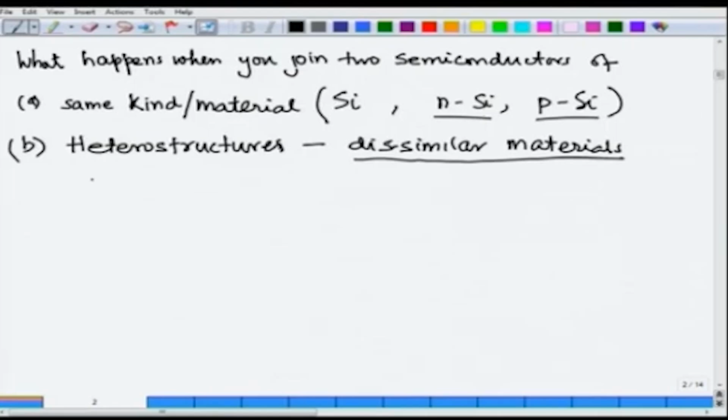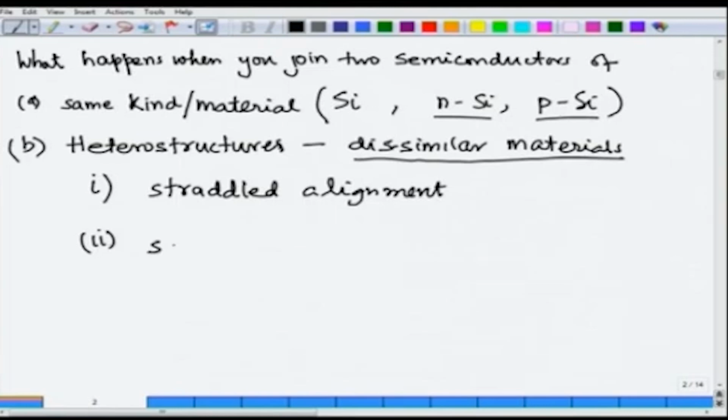In this case we are going to learn about three cases in heterostructures. One will be called straddled alignment, the other one would be staggered alignment, and the third one would be broken alignment.